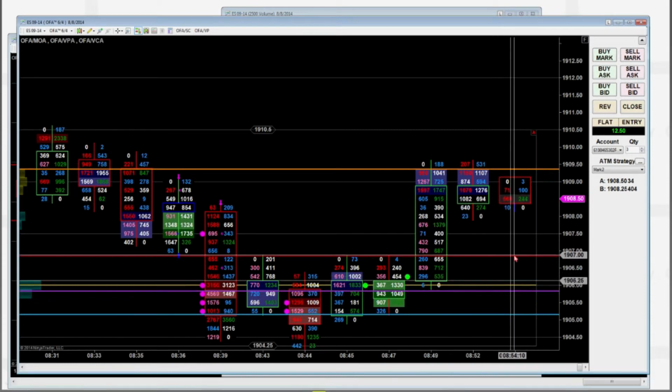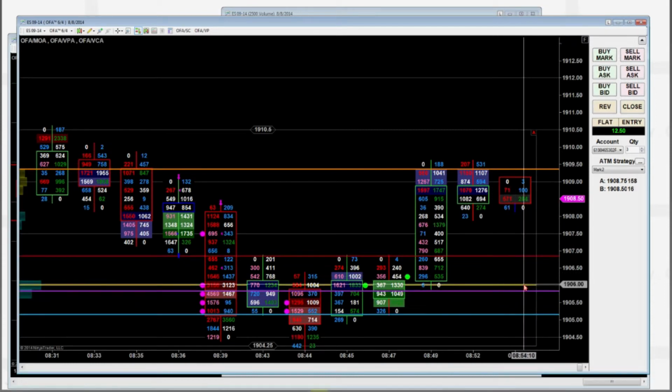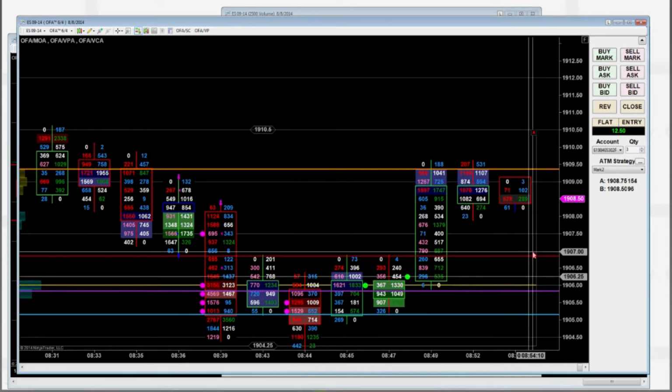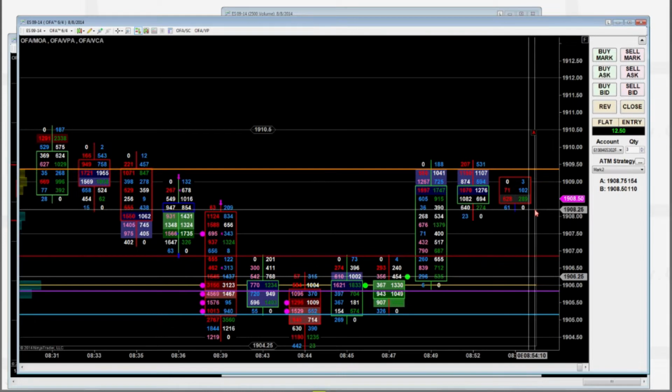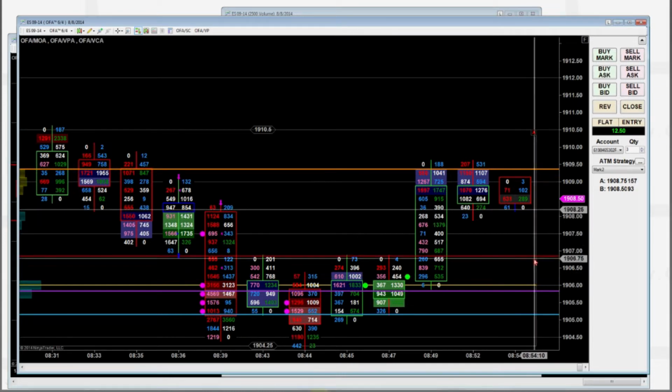And if sellers decide they're going to retest this area and jump back down to today's VPOC and it bounces off of VPOC, then I'm down 2 points on the trade. And as a risk manager, I just don't want to do that.